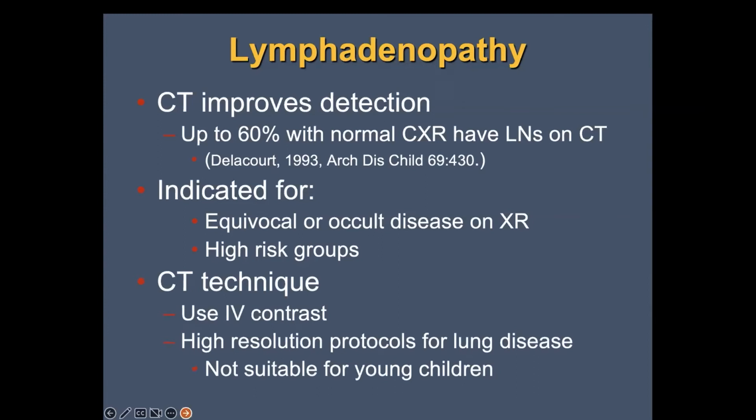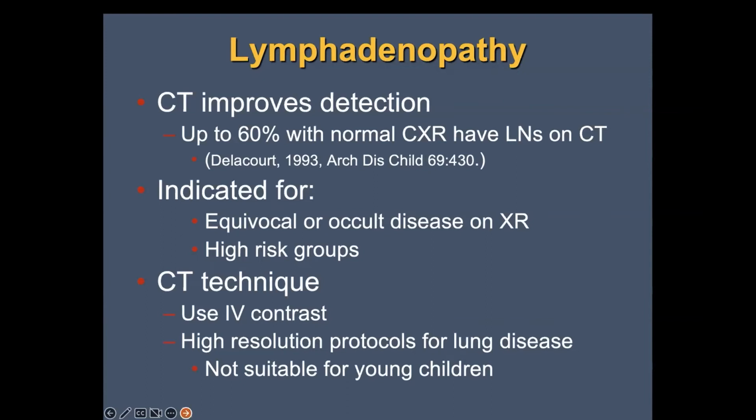If you're going to do CT, you've got to use IV contrast, because you need to enhance the pulmonary vessels so that you can distinguish those from lymph nodes, because they will look exactly the same on a non-contrast CT scan. High resolution chest CT is available if you really want to look for the tiny miliary nodules. That's a good way to see them.